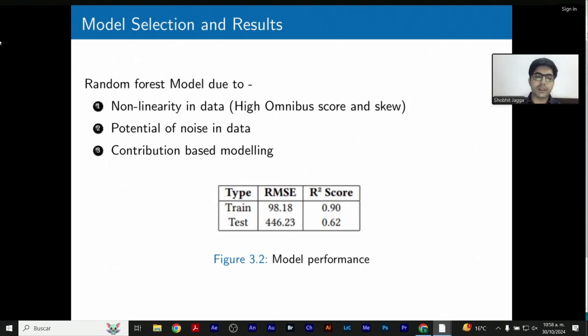We see that the model explains a significant 62% variance in the test set, but the difference in train and test set results indicates some overfitting, which is one of the future work of this study.